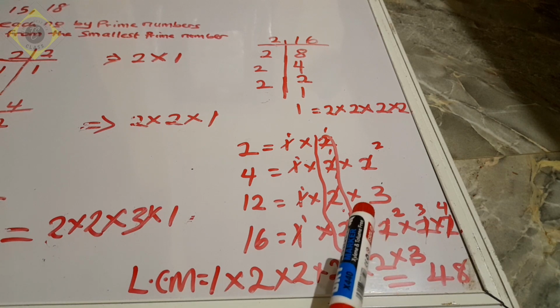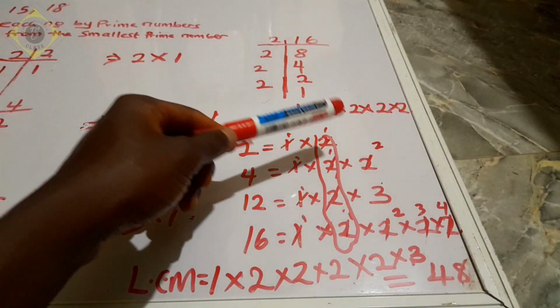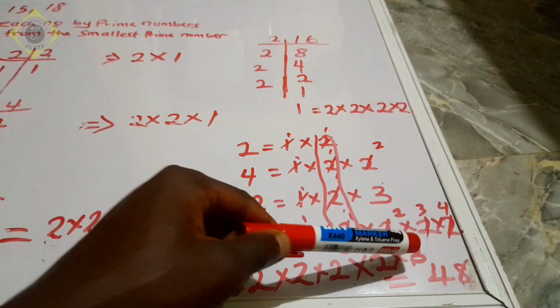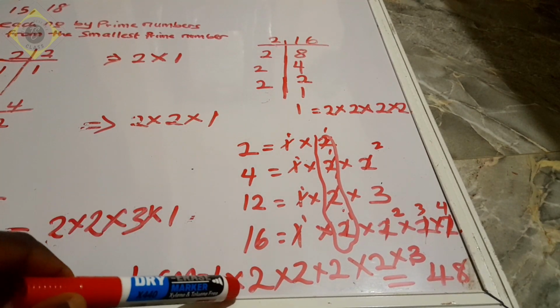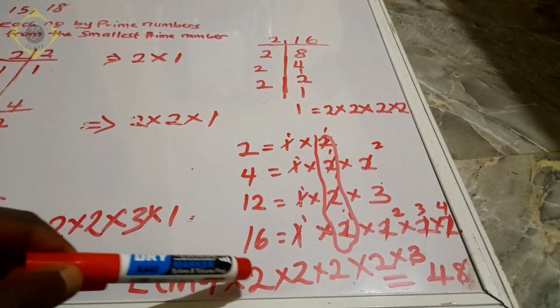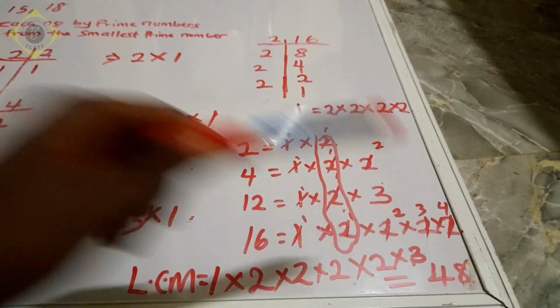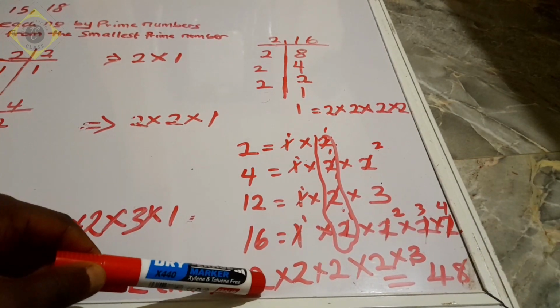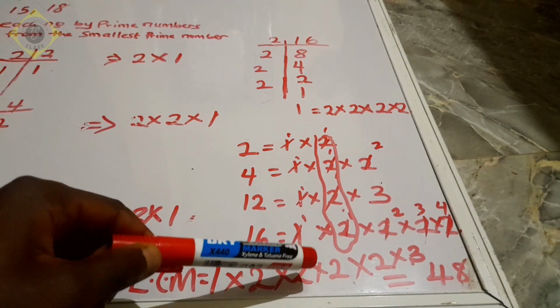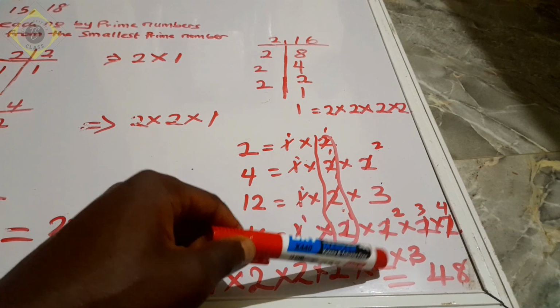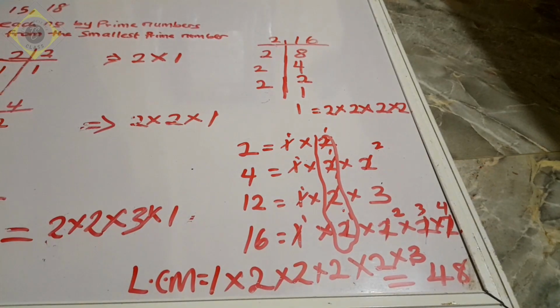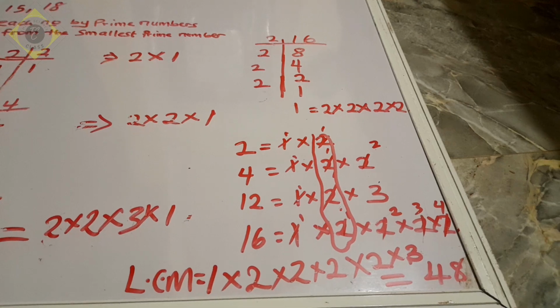The last thing you need to now put is the next prime number, which is 3. That 3, you bring it here. All right. So you now multiply all the numbers together. 2 times 2 times 2 times 2 times 3. 1 times 2 is 2. 2 times 2 is 4. 4 times 2 is 8. 8 times 2 is 16. 16 times 3 is 48. So the LCM of 2, 4, 12, and 16 is 48.